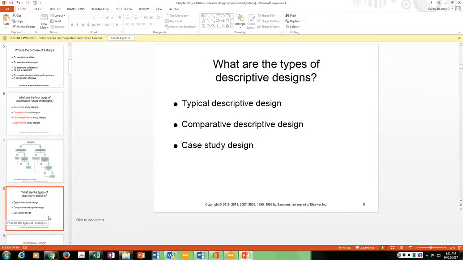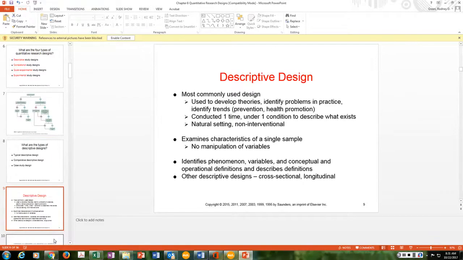The types of descriptive designs: typical descriptive design, a comparative descriptive design, and a case study. These are the three types of descriptive designs. The descriptive design is very commonly used in nursing research.